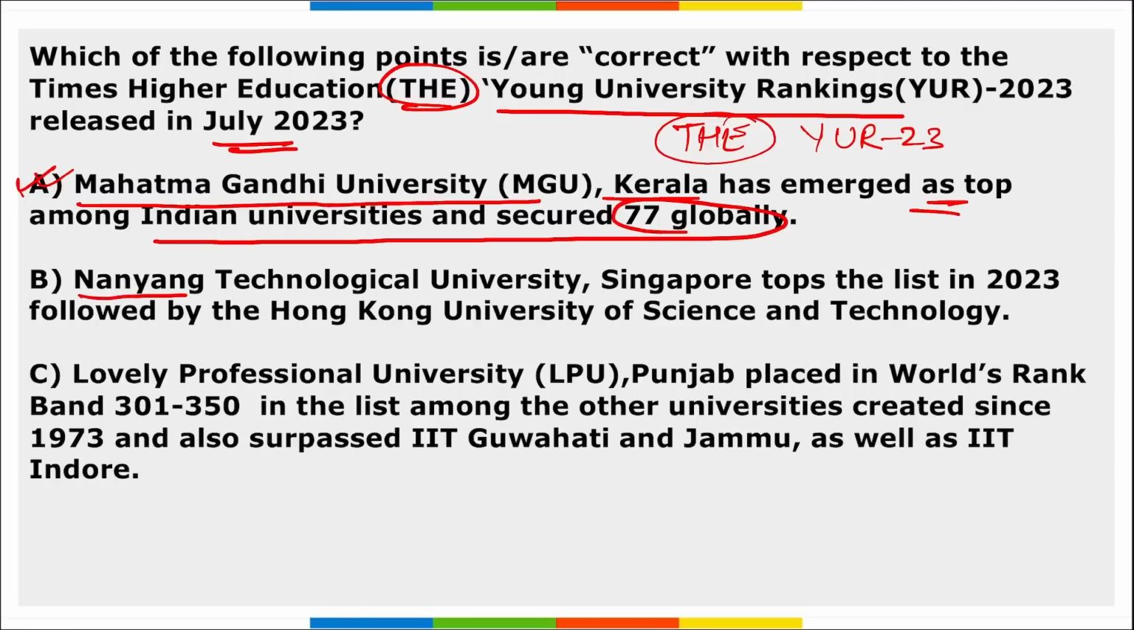Option B, Nanyang Technological University of Singapore has topped the list of 2023, followed by Hong Kong University of Science and Technology. So option B is also correctly mentioned here.